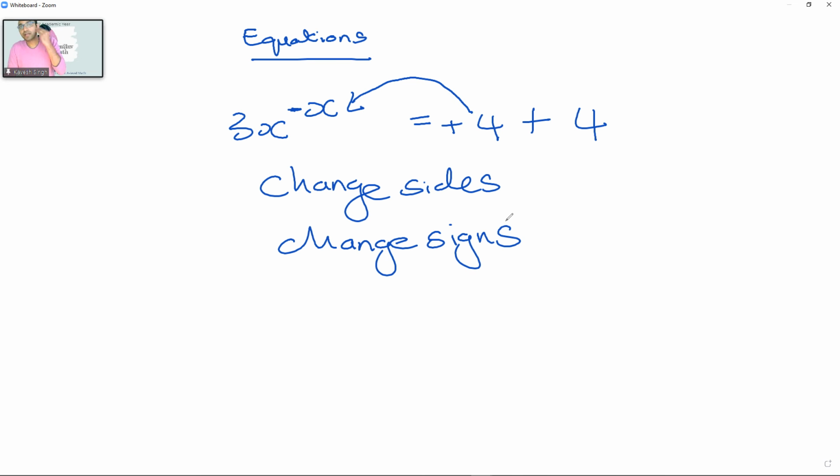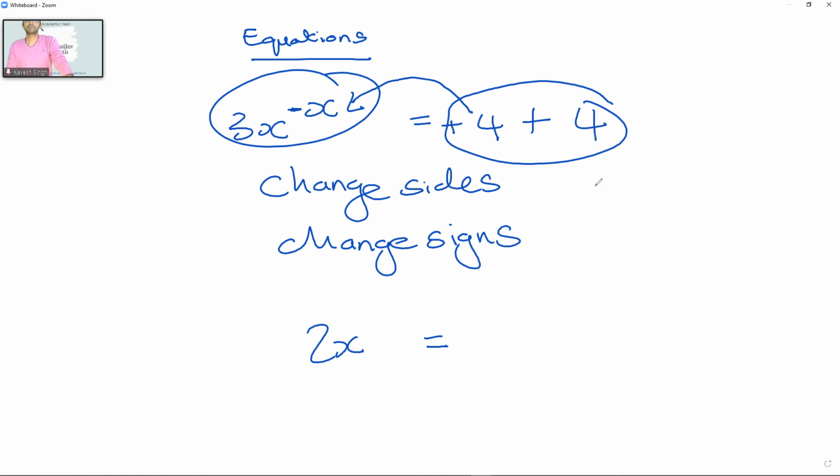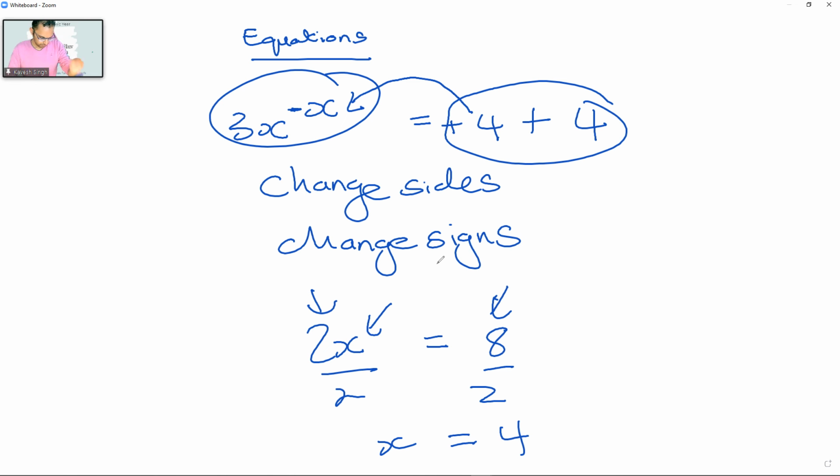The first method, we minus the same value on both sides. Change sides, change signs, and that's how that becomes 2x, and that becomes 8. Then we divide by 2, x equals 4. And you can also use common sense here. I mean, what number times 2 is 8? 4. That's it.